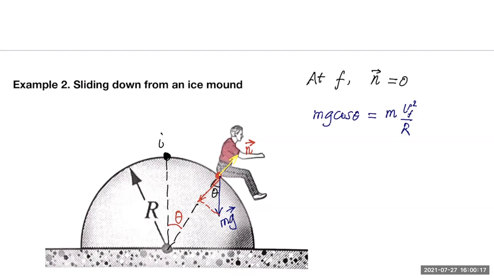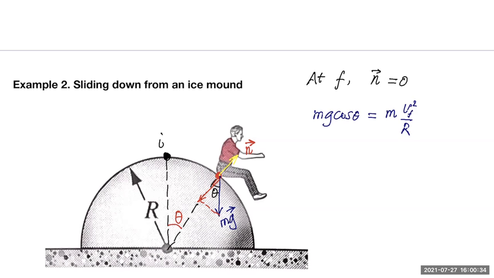What are we looking for again? We're looking for the angle theta when that happens, right? See, this is a special moment because n equals 0. Otherwise, what happens to n in that equation? It will be mg cosine theta minus n, but n is gone, so you only have that. Okay, but in order to find theta, we need to know everything else in that equation, including v final.